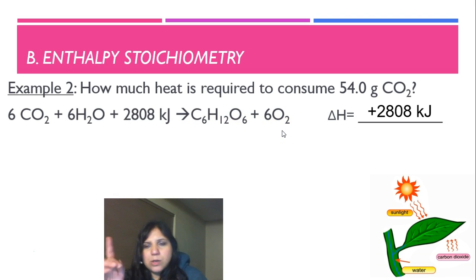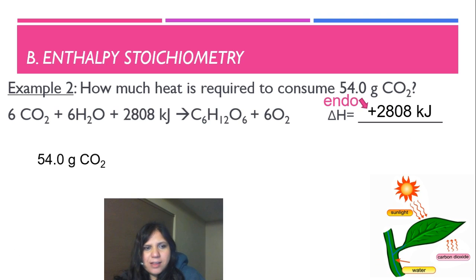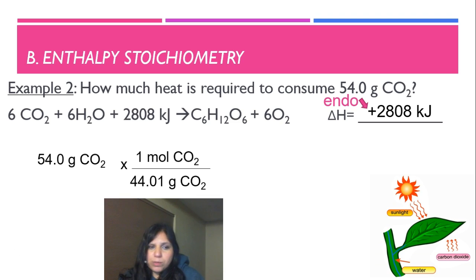All right, so let's see. We need to consume 54 grams of CO2, so that's where we will start. Oh, and by the way, that means endo. So 54.0 grams of CO2 times, well, we need this in terms of moles. So we're going to have to change the grams of carbon dioxide to moles of carbon dioxide. We know that the molar mass of carbon dioxide is 44.01 for every 1 mole of CO2. That cancels out grams. And then we have one more step.